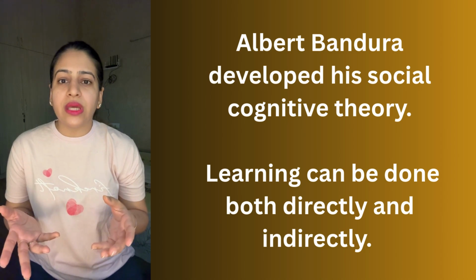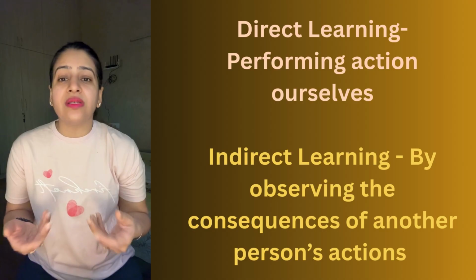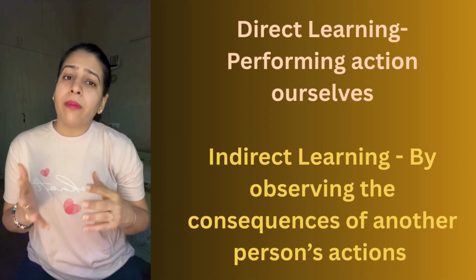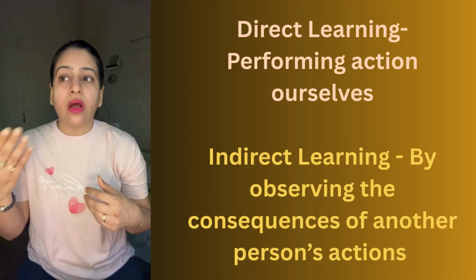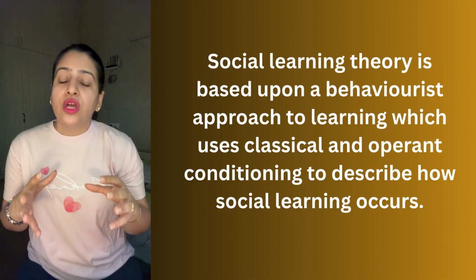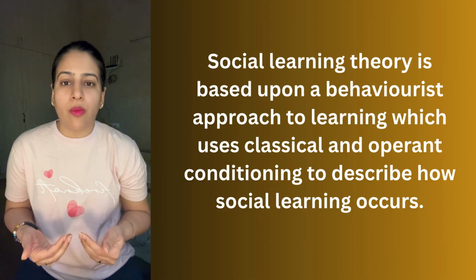In other words, we can learn by performing an action or behavior and experiencing the consequences ourselves. This is direct learning. Or by observing the consequences of another person's action or behavior. This is indirect learning. Social cognitive theory is an attempt to explain how we learn from others.